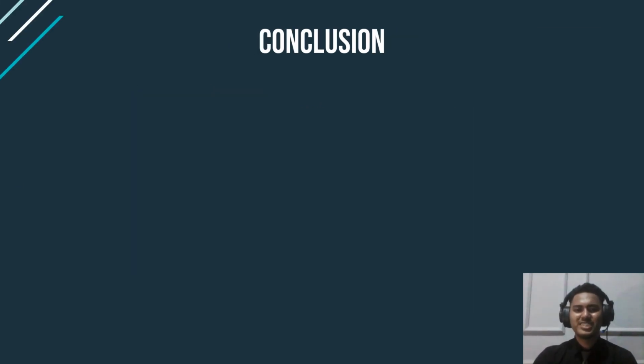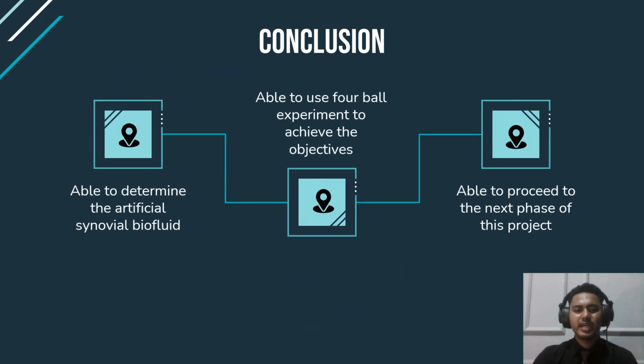Next, we move to the conclusions for this project. First, I am able to determine the artificial synovial biofluids by using canola oil as the base medium oil and blending it with hyaluronic acid as an additive. Next, I am able to use four-ball experiments to achieve the objectives in this project: first, to determine the coefficient of friction and the friction torques of the biofluids, and second, to determine the wear scar diameter produced at the ball bearings. Last but not least, a clear understanding of this project has been achieved, and I am able to proceed to the next phase of this project.